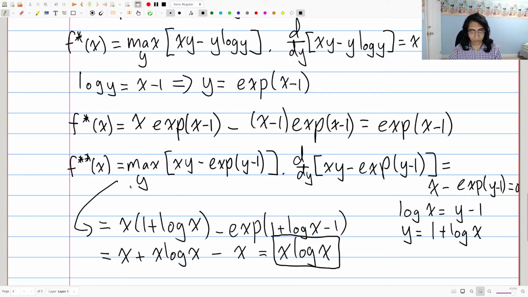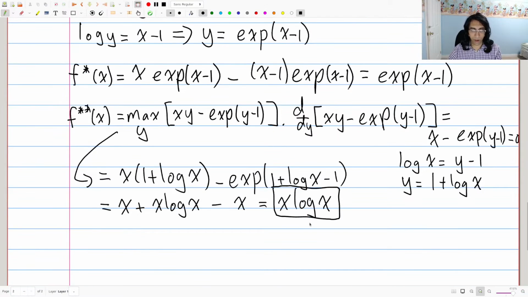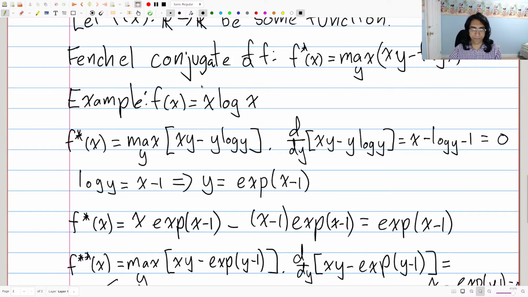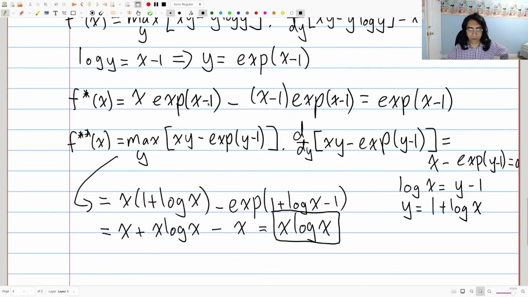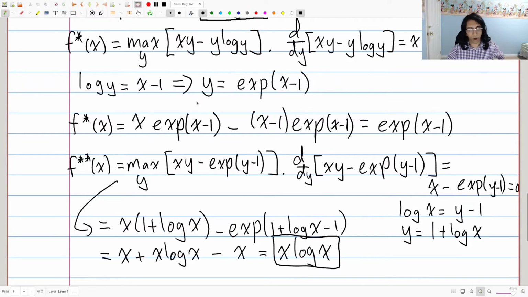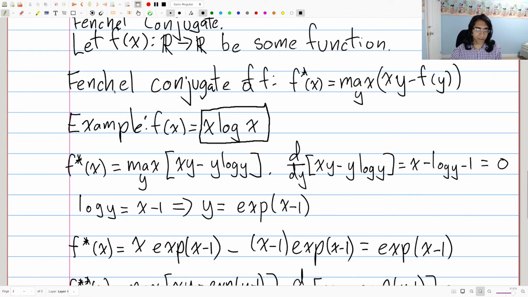So if you take the conjugate twice, notice what happens. We got back to exactly where we started. So that's quite interesting, and that's actually the main property that we're going to use. Again, you're probably wondering, why did we go off into this notion?